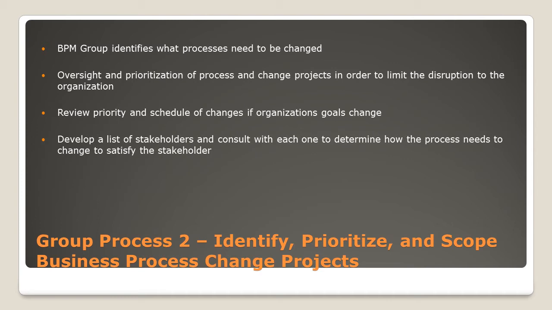Next, the BPM group might identify, prioritize, and scope business process change projects. The BPM group identifies what processes need to be changed, oversees and prioritizes process and change projects in order to limit the disruption to the organization, reviews priority and schedule of changes if the organization's goals change, and develops a list of stakeholders and consults with each one to determine how the process needs to change to satisfy the stakeholder.